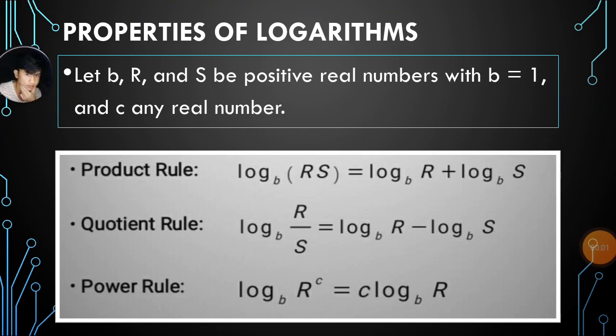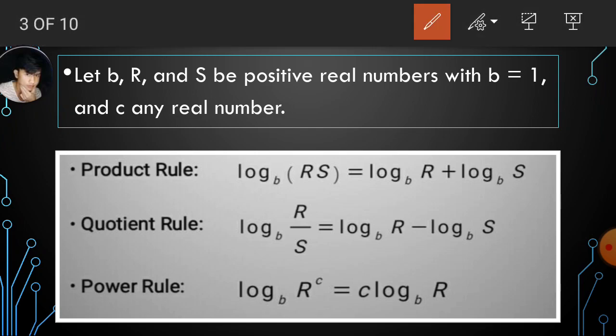In the previous video, we learned how to rewrite a logarithmic form into exponential form. So in today's video, I am going to discuss the properties of logarithm. So let's start. Let b, r, and s be positive real numbers with b not equal to 1, and c is any real number. So we have three properties of logarithm: the product rule, the quotient rule, and the power rule.